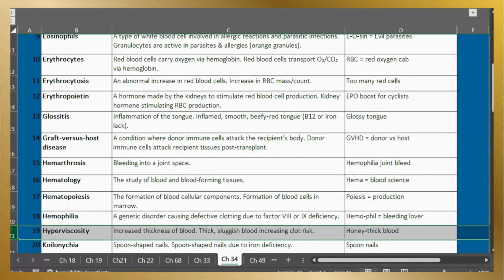Hyperviscosity. So it's a thickening of blood. So hyper means big, viscous. So that's why thickening of blood. Increased clotting risk and seen in polycythemia. Yeah, so it can impair circulation and increase risk of clots.